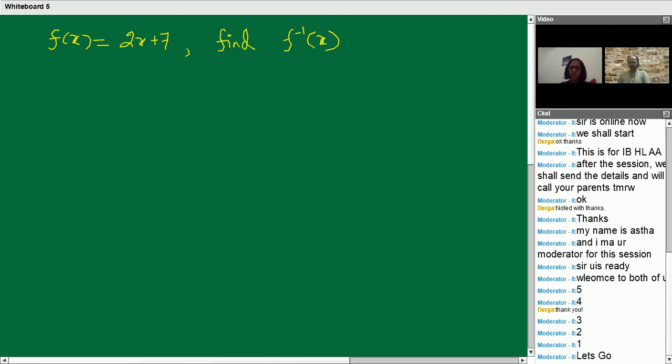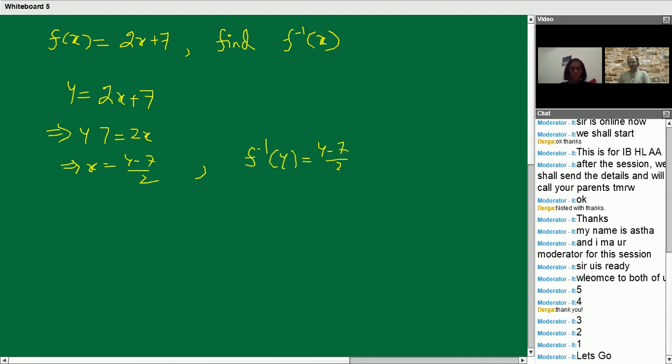Perfect. You rightly said the first step is to convert f of x in terms of y, and then we have to change the subject, like we have to make x the subject. So for this, we have to divide each side by 2. So it is y minus 7 over 2, and this is f inverse y. The right hand expression is in terms of y, that's why. So f inverse x is x minus 7 over 2.